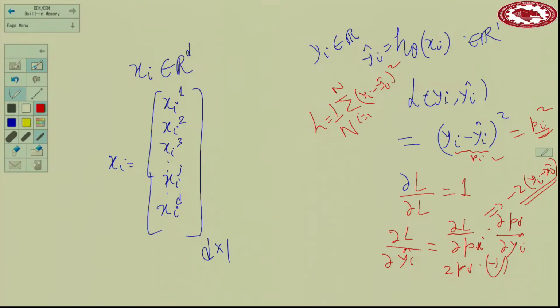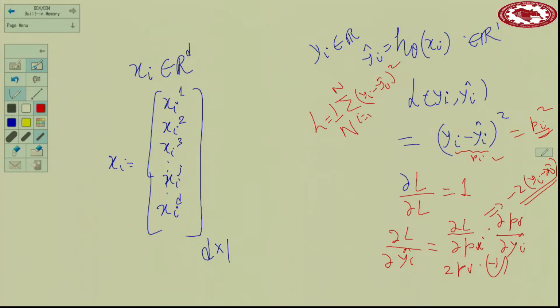And what is this yi cap? yi cap is h theta xi, and h theta is your model. Theta is the parameters. Is it clear to everyone? So, now yi and yi cap might be vectors, but the loss function we are computing is a scalar.